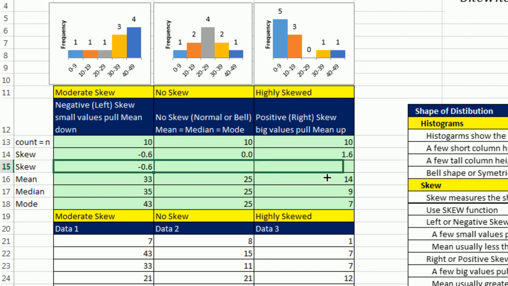If I copy this over here, SKEW is looking down at this data set, which is bell shaped. Hey, look at that. The skewness is 0. Up here, oh, there's a few really big values. We get a 1.6. So skewness as a numerical measure will help us gauge the shape of the distribution and the asymmetry. 0, bell shape. Positive, skewed to the right or positive. Negative, skewed to the left or negative.